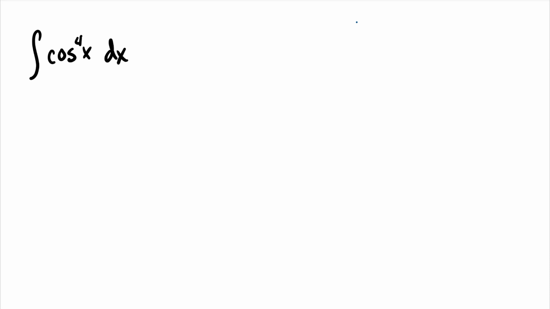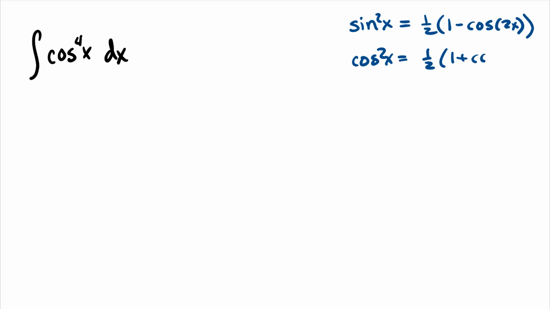Let's write it off to the side. If you ever have sine squared of x, this is 1/2 times 1 minus cosine of 2x. If you have cosine squared, that's 1/2 times 1 plus cosine of 2x. The formula may look a little different to the way if you look it up. I write it this way just because of the ease of use.